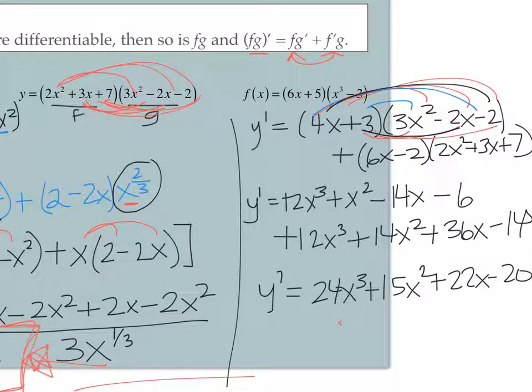Now, the last one, let's just do it on a new slide here. Wait, so that's x cubed. Yeah, that cubic, yeah. So it's 6x plus 5 times x cubed minus 3.